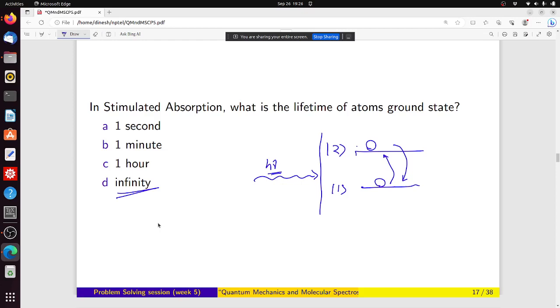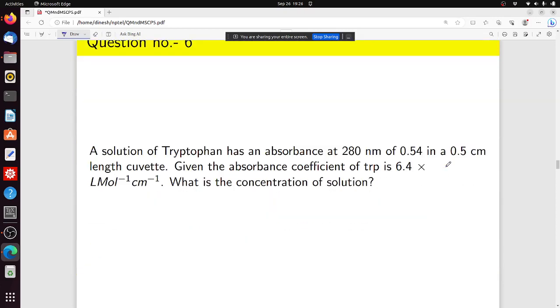So it's the tendency of nature that things want to stay in the lowest energy state. That is why the particles prefer to stay in the ground state. So the lifetime of the ground state will be infinity, if you don't interfere with them. Okay, no question, so we will move.